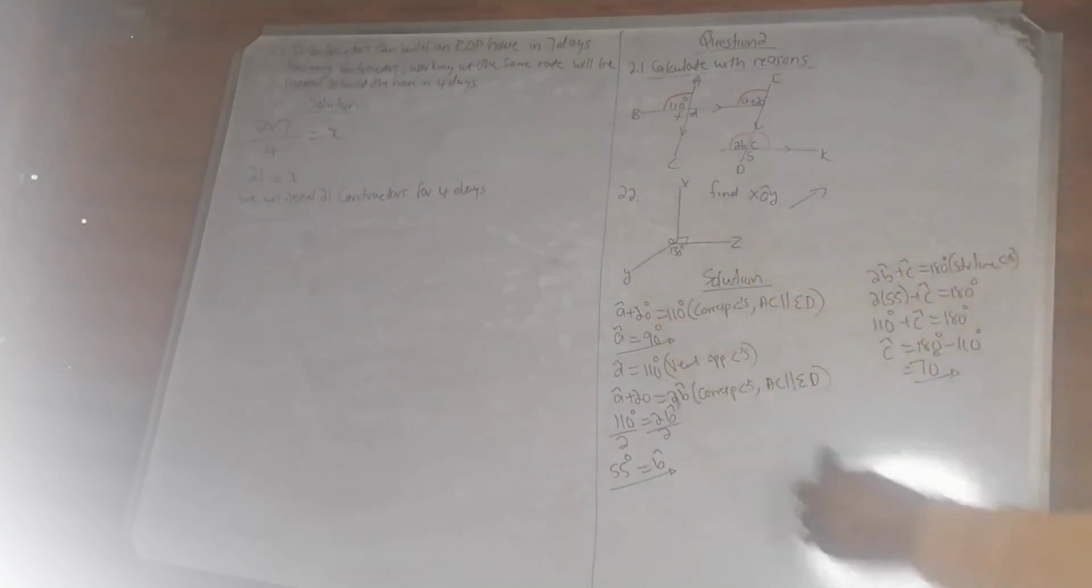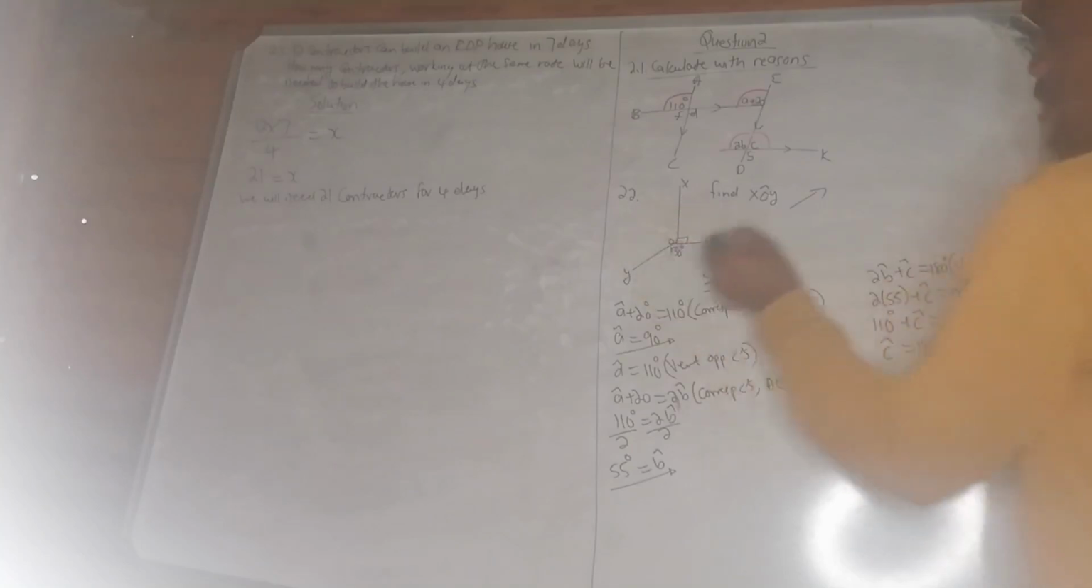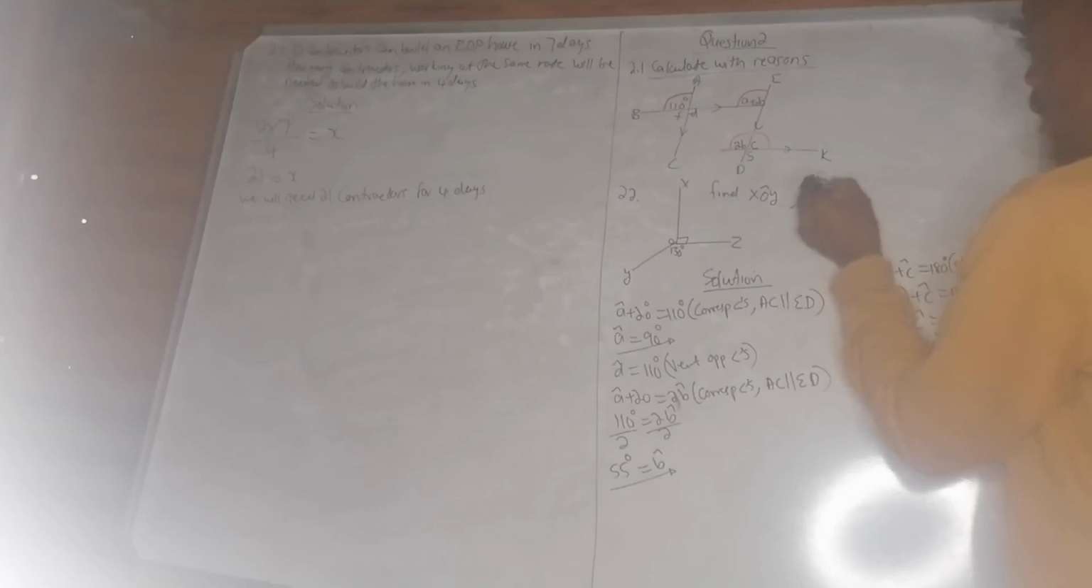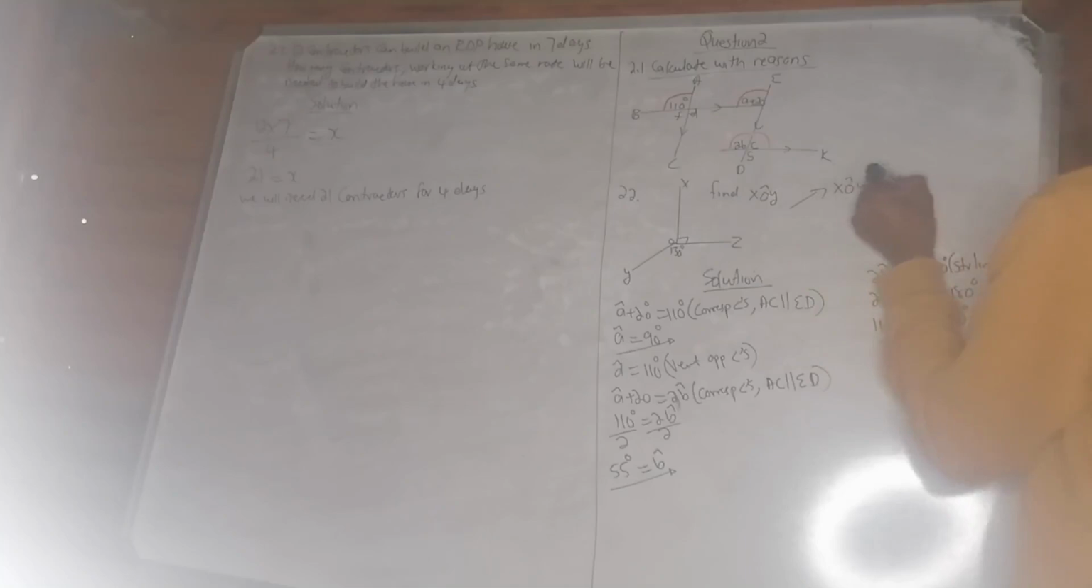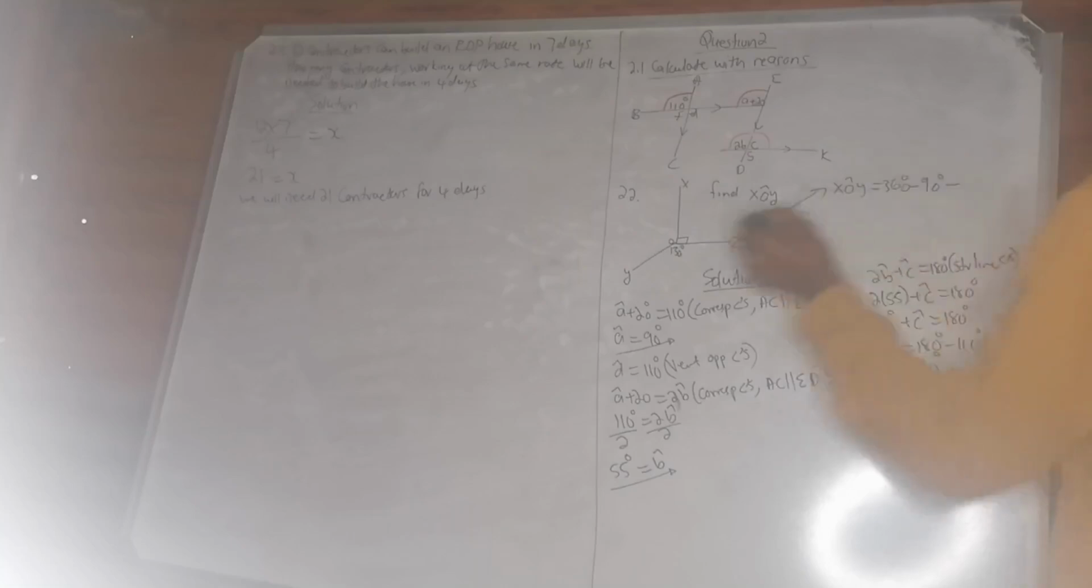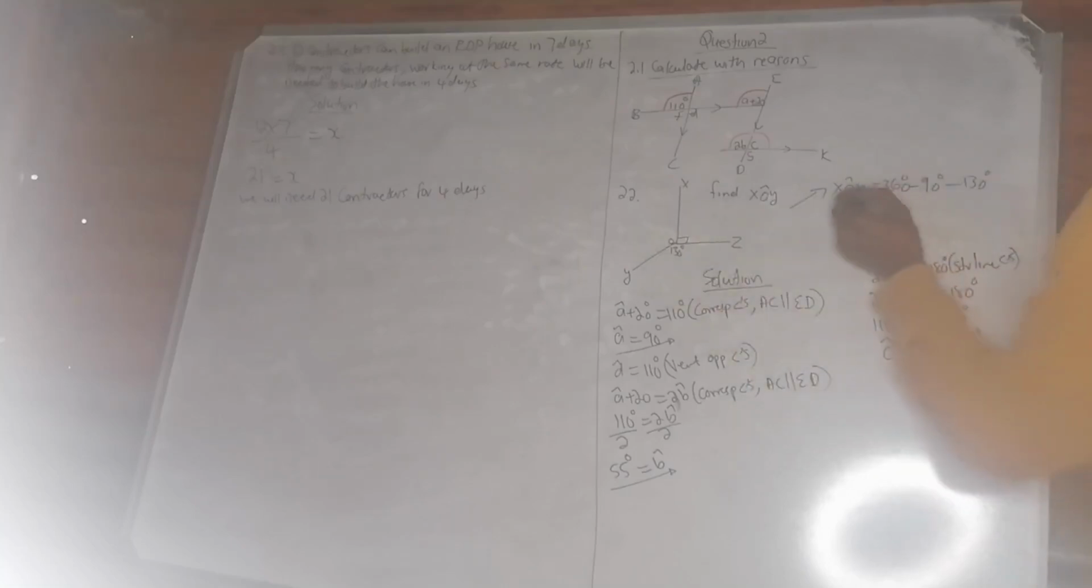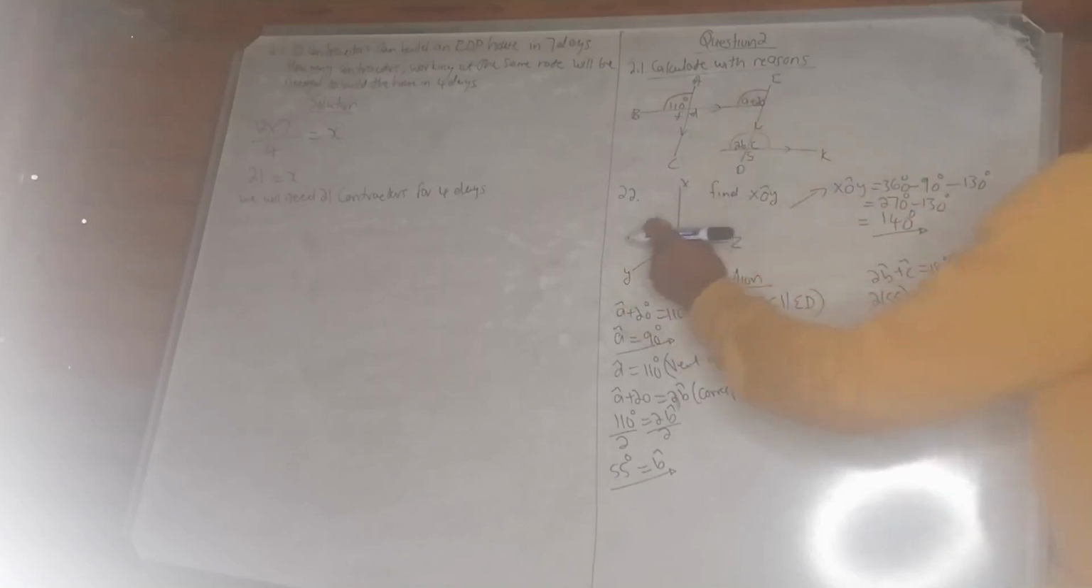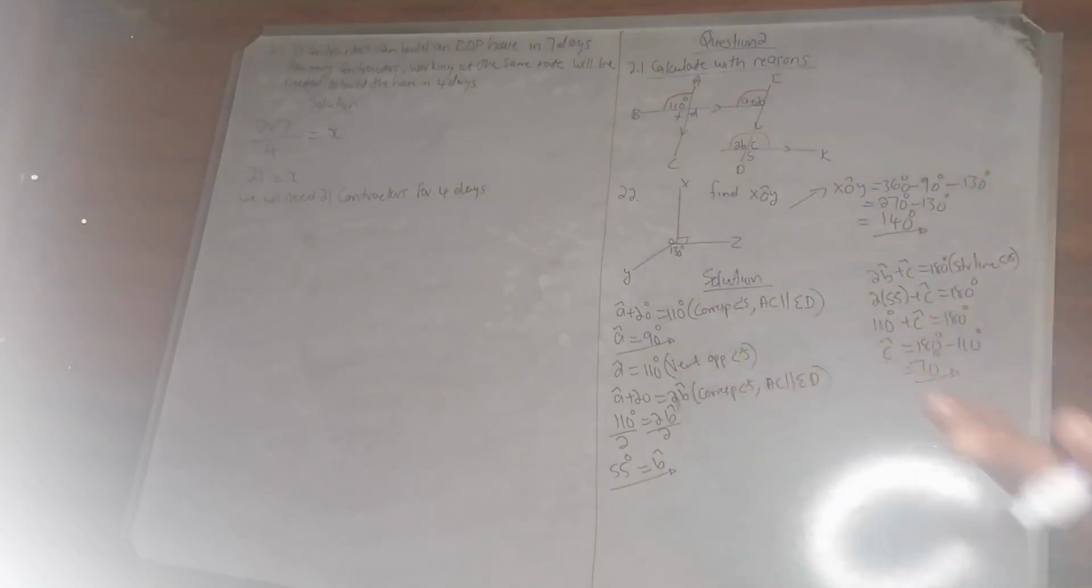The angle is 360 because they are revolution angles, angles around a point. So I can say angle XOY equals 360 minus 90 minus 130. And then you get 360 minus 90 is 270, 270 minus 130. 2 minus 1 is 1, 7 minus 3 is 4, so you get 140 degrees. Angle XOY is 140 degrees. Angles around a point add up to 360.